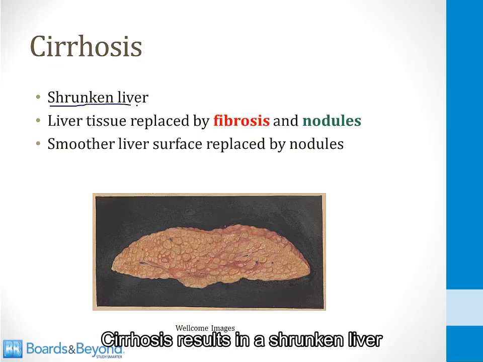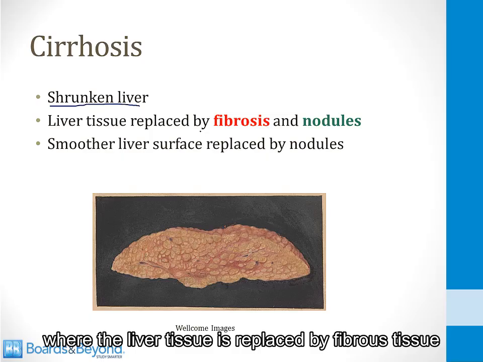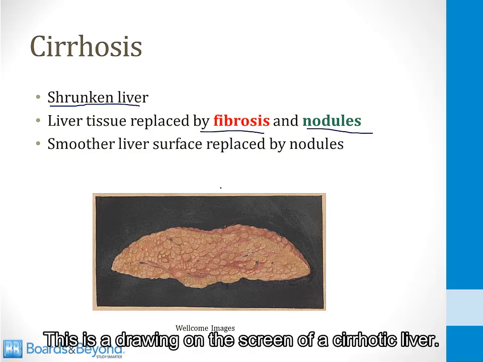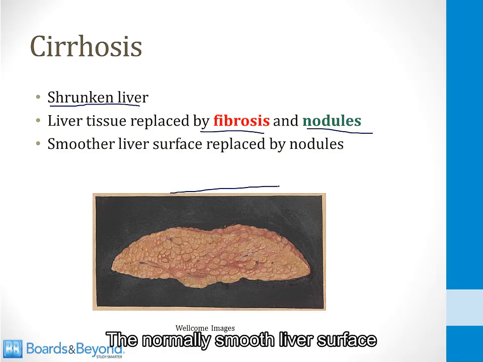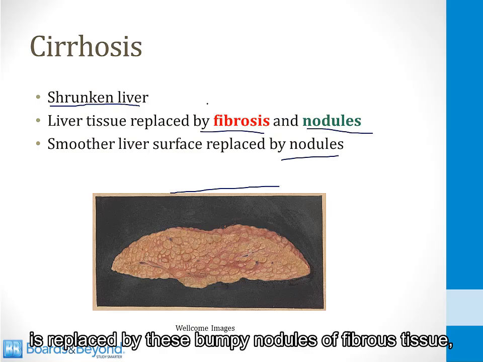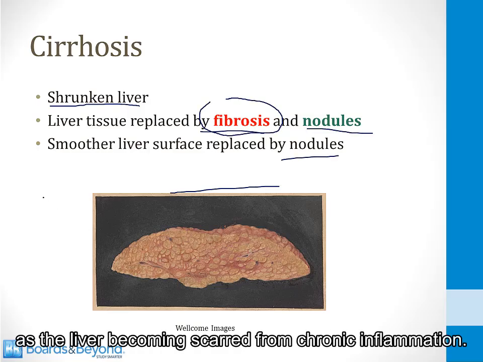Cirrhosis results in a shrunken liver where the liver tissue is replaced by fibrous tissue and nodules. This is a drawing on the screen of a cirrhotic liver. The normally smooth liver surface is replaced by these bumpy nodules of fibrous tissue, and you can just think of it as the liver becoming scarred from chronic inflammation.